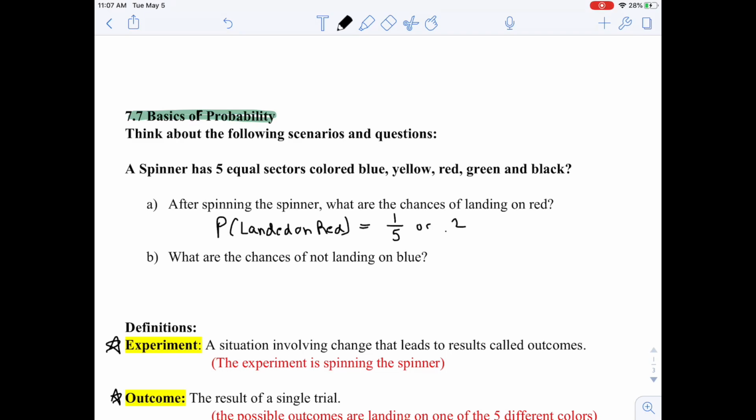What are the chances of not landing on blue? The probability of not landing on blue, now in this case it's pretty easy because there's 4 other colors. So it's 4/5. Or you could look at it being 1 minus the probability of blue, which is 1 minus 1/5, which is 4/5. Again, that's just another way you could do this. You don't have to do it that way. You could have just gone straight ahead and found the 4/5 for knowing that there's 4 other things that could happen.